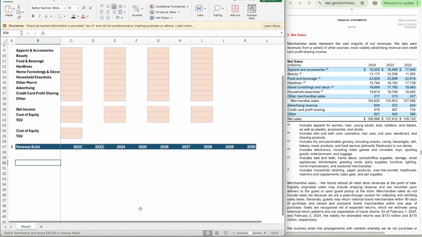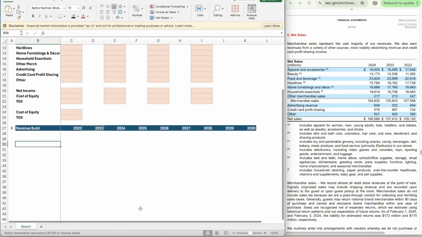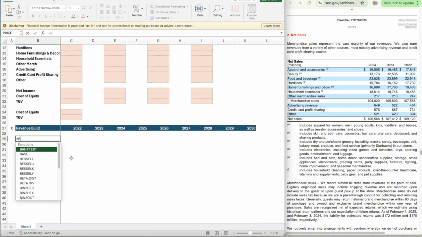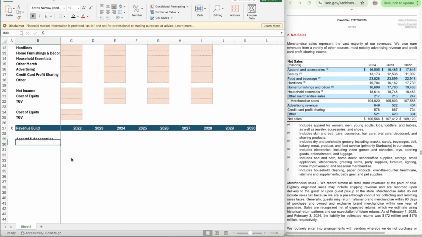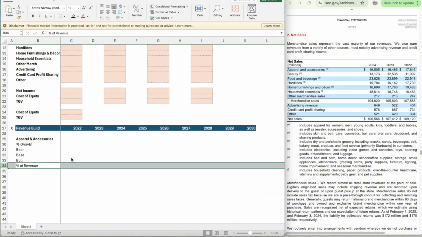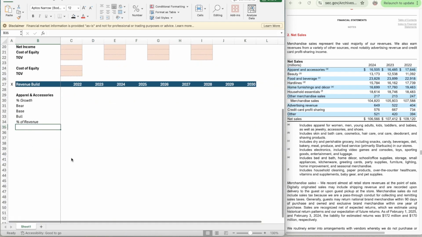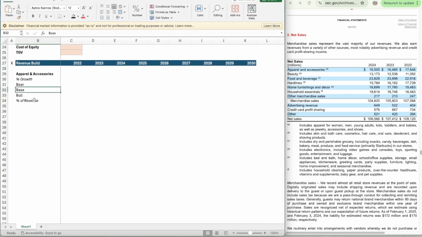Revenue segments, apparel and accessories. So we're starting with B9. Okay. Equals B9. Percentage growth. We want bear, base, bull, and percentage of revenue. We don't always use a percentage of revenue here at the bottom, but it could be quite good to sometimes, if you want another way to forecast what future revenue will be. It's going to be loads of these.